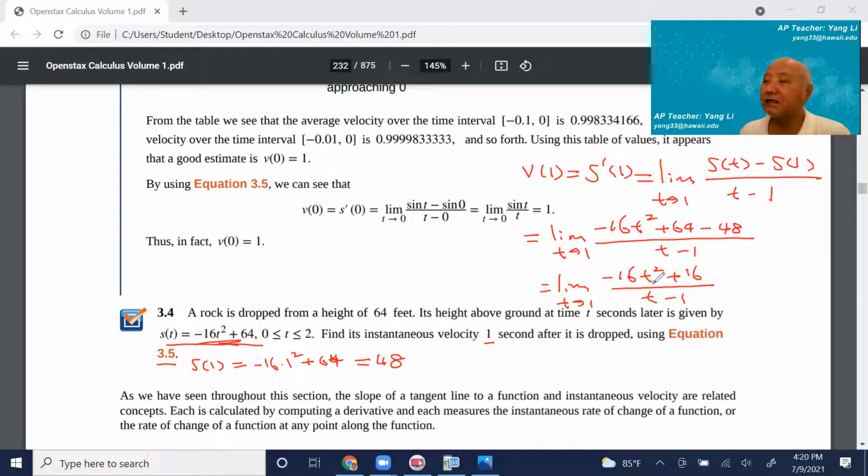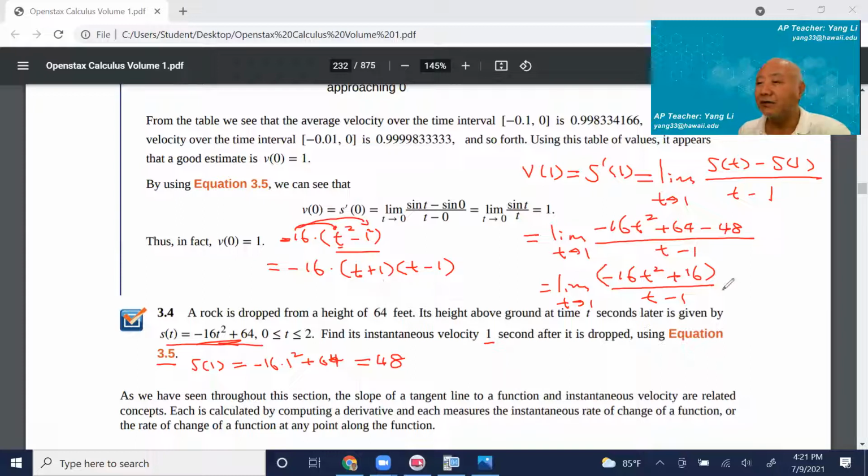Of course, right now you cannot plug in t equals 1, so we factor. We take out negative 16, leaving t squared minus 1. Be careful: after taking out the negative, the sign inside becomes negative, because negative 16 times negative 1 is positive 16. Then t squared minus 1 is a difference of two squares, which we have used many times, so we get t plus 1 and t minus 1.